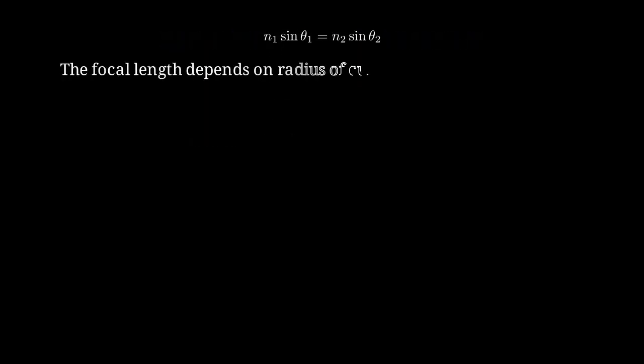The focal length of a droplet lens depends directly on its radius of curvature. A smaller radius means stronger focusing power. For a spherical interface, the focal length f equals r divided by n minus 1, where r is radius and n is refractive index ratio.